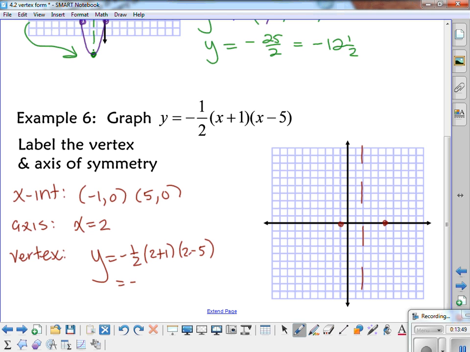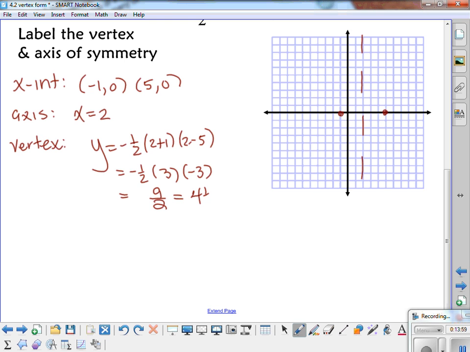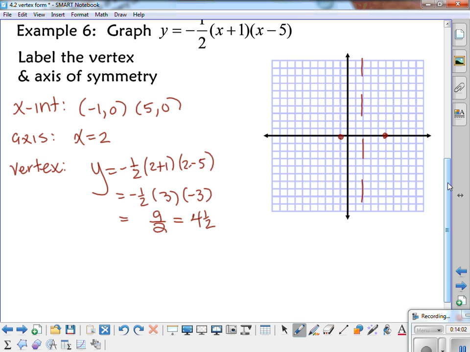for x, you get negative 1/2 times 3 times negative 3, don't you? And that should come out to a positive 9/2. What is that as a mixed number? 4.5, isn't it? Okay, so I go up 4.5. 1, 2, 3, 4.5. There's my vertex. There's my parabola. So my vertex is at 2, 4.5. And my axis of symmetry is x equals 2. Okay? But wait, there's more.